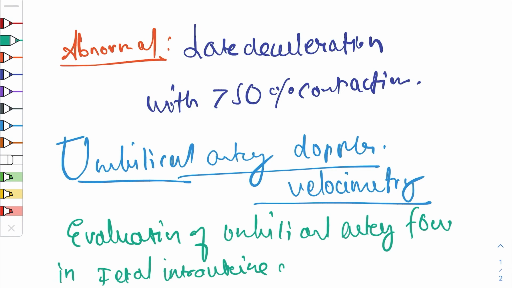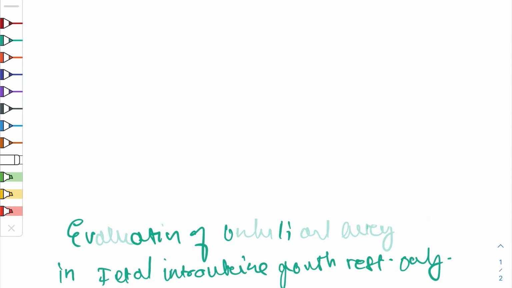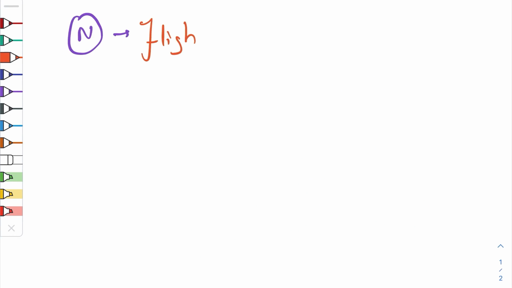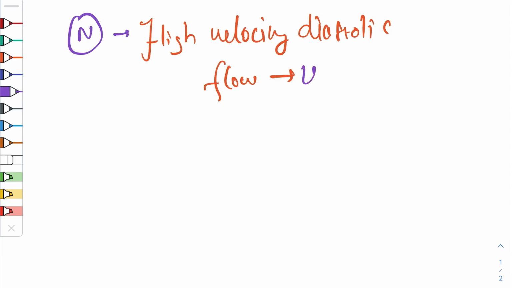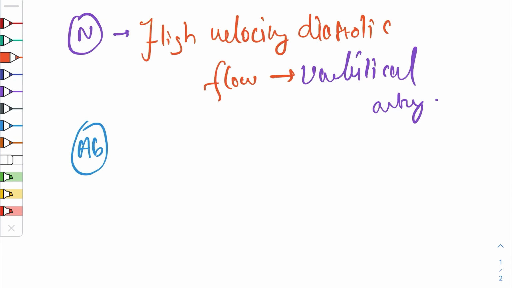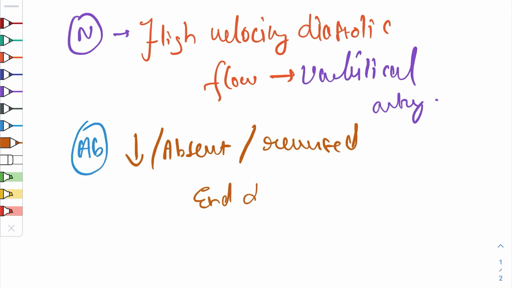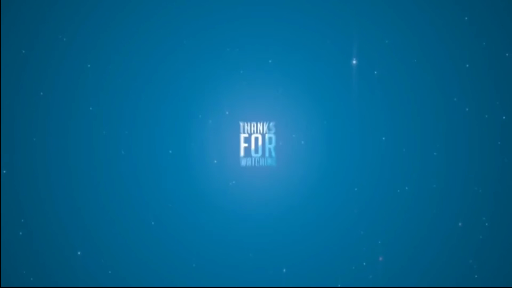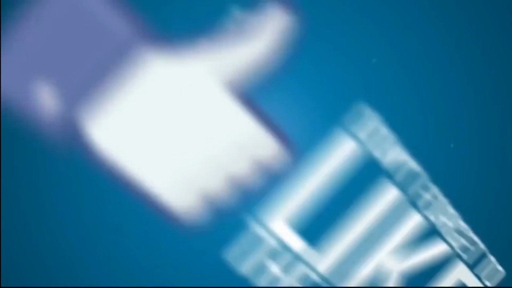the fetal intrauterine growth restriction only. Normal is high velocity diastolic flow in the umbilical artery. Abnormal is decreased, absent or reversed end diastolic flow.